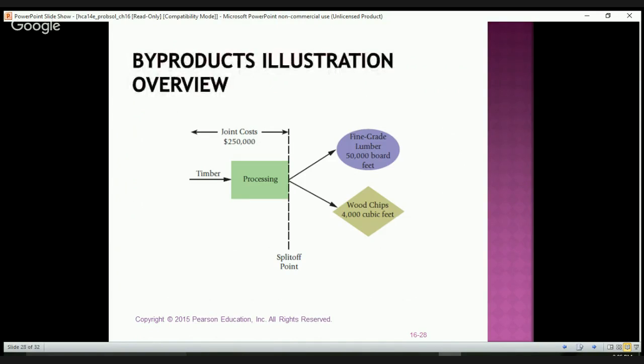In this particular exhibit, we have a pictorial view of how byproducts, in this case wood chips, come about. This is Exhibit 16-6 on page 646 in your book. So we have the timber where we have cut down the tree, and then we sent it to processing, and all the costs dealing with that process are $250,000. At the split-off point, we're going to be making fine grade lumber, which is 50,000 board feet, and then wood chips, which is 4,000 cubic feet of wood chips.